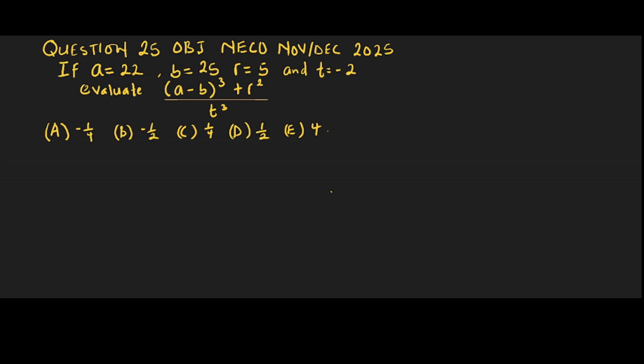The question says if A equals 22, B equals 25, R equals 5, and T equals -2, evaluate (A minus B) all raised to power 3 plus R squared, all over T cubed. Solution.